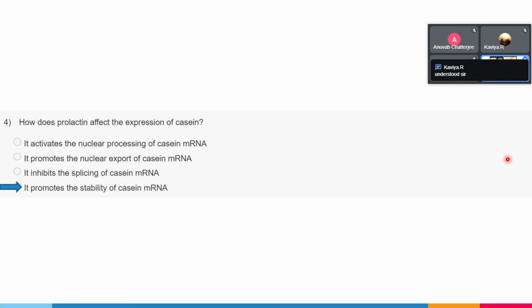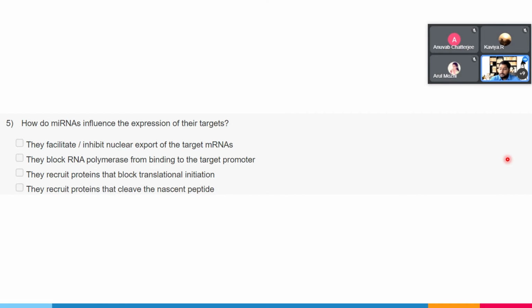Okay, so we move on, and obviously, the answer to the question was it promotes the stability of the casein mRNA. So next, we move on to another interesting topic, which is that of microRNAs. The question is, how do microRNAs influence the expression of their targets? The four options are: they facilitate or inhibit nuclear export of target mRNAs, they block RNA polymerase from binding to the target promoter, they recruit proteins that block translational initiation, and they recruit proteins that cleave the nascent peptide.